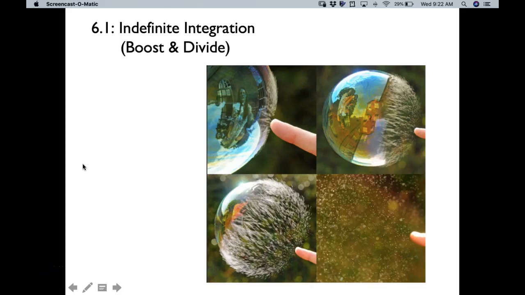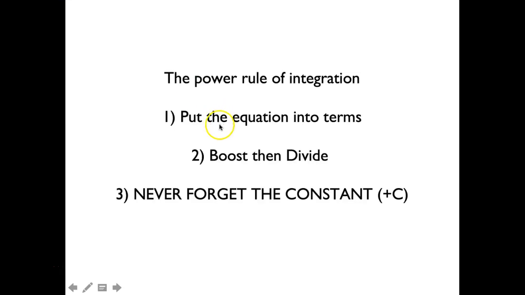Okay guys, today we're doing 6.1, indefinite integration, or in layman's terms, boost and divide. Let's get started. Okay, so here's the rules. It's like the power rule for integration. It's just like the one we're going to do so often that you're going to remember how to do it. It's going to be what an integral is.